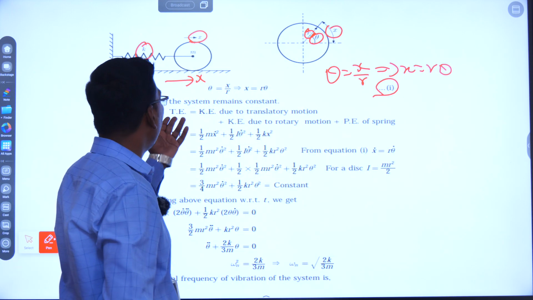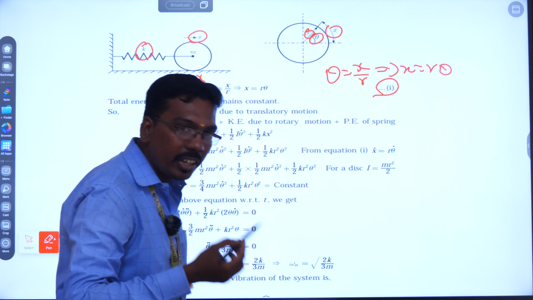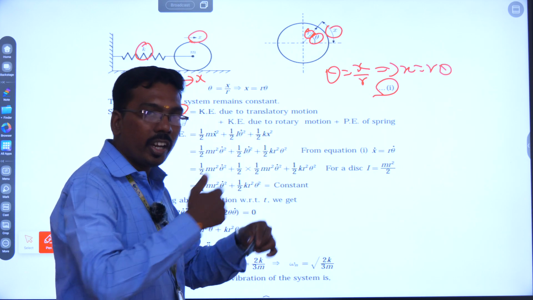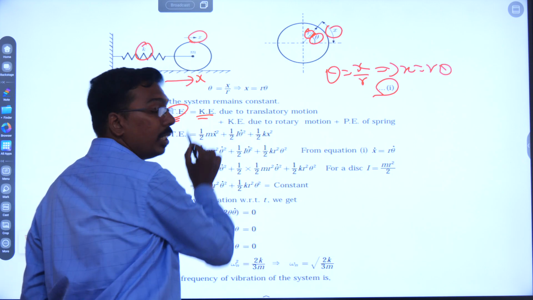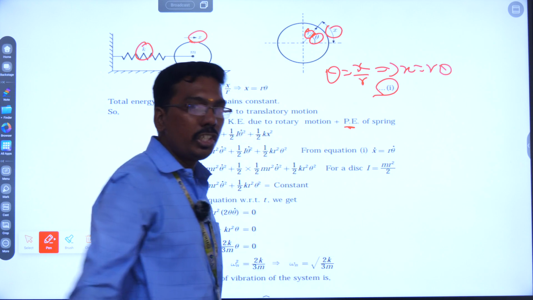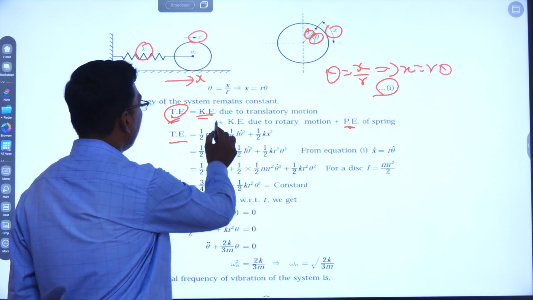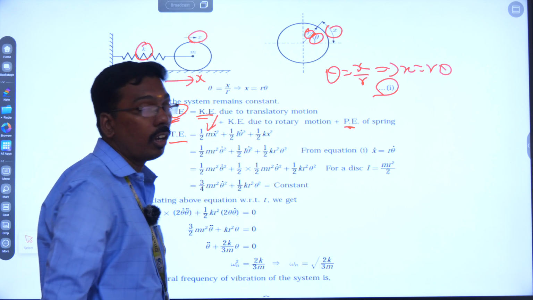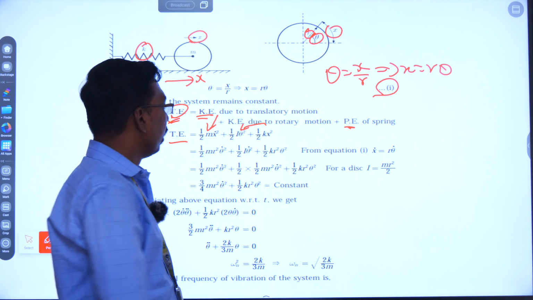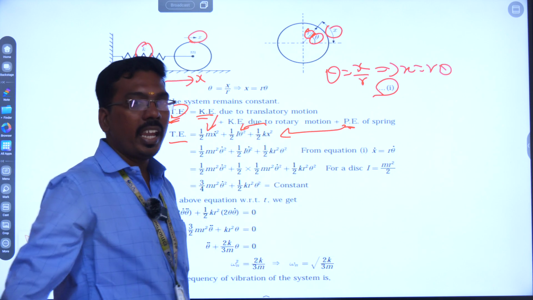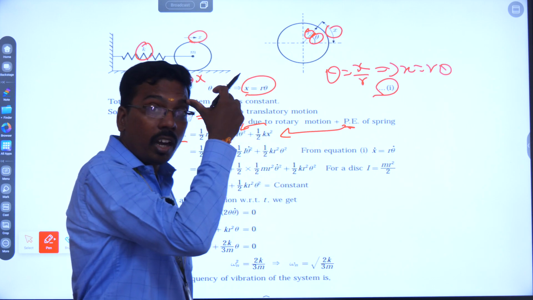Then the second thing is the total energy T. Total energy is equal to kinetic energy due to translatory motion plus kinetic energy due to rotatory motion plus potential energy of the spring. Here T is the total energy, K is the kinetic energy, P is the potential energy of the spring. Then the total energy of the system is equal to 1 by 2 m x dot square for translatory motion, plus 1 by 2 I theta dot square for rotatory motion, plus 1 by 2 k x square for the spring. What is the value of x? x is equal to r theta.